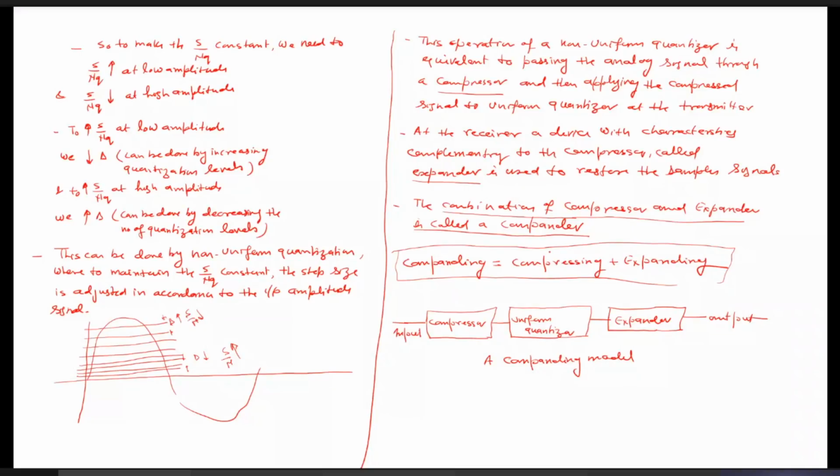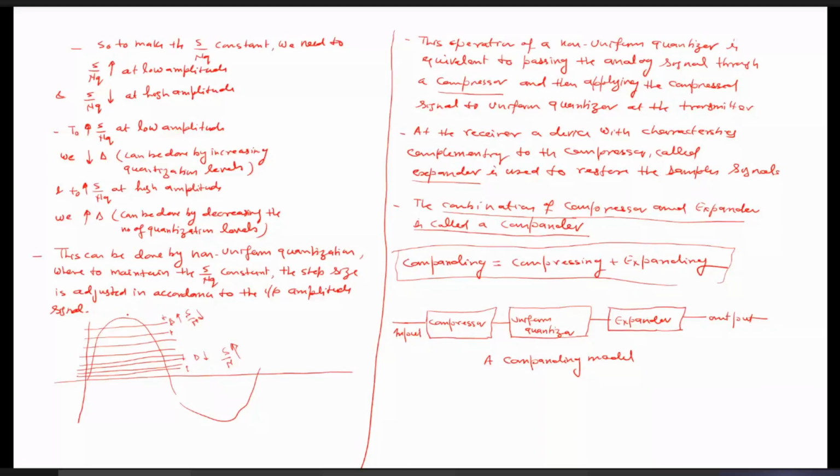In the compression itself, this process is being done. That is, the low amplitude signal is compressed. We can also think in the reverse direction: if the low amplitude signal is compressed and the higher amplitude signal is expanded, and then we use the uniform quantizer where the step size remains constant, then it will look like we have decreased the step size at the lower amplitude and increased the step size at the higher amplitude. I'm again repeating, in the non-uniform quantization, we take a lower step size at the low amplitude and a higher step size at the higher amplitude.